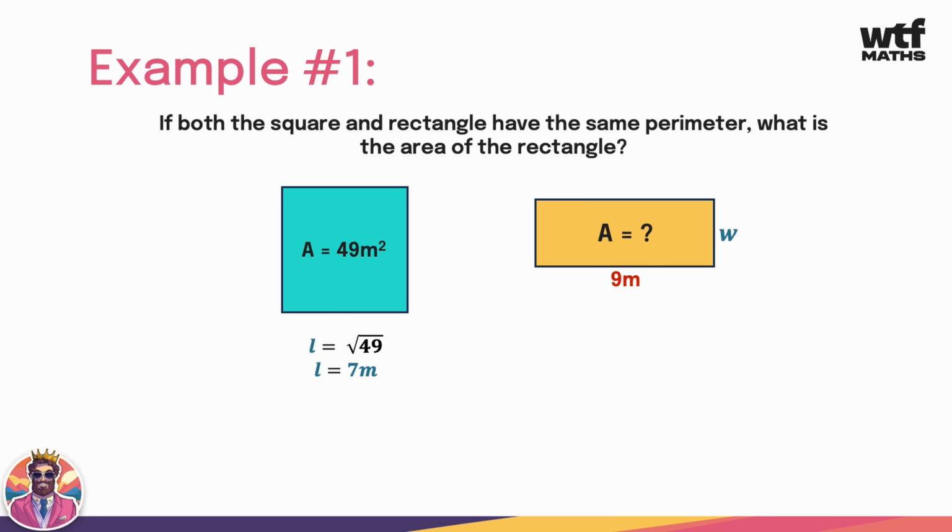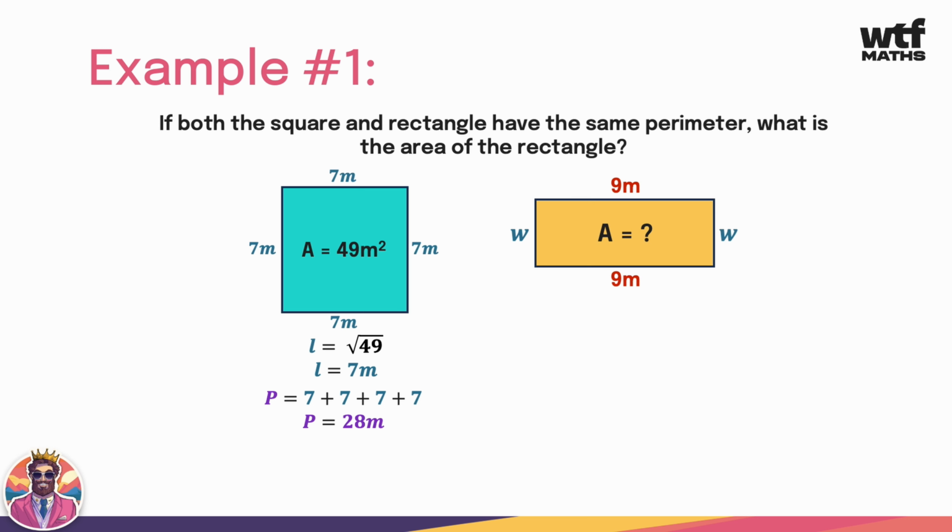So I can replace this side length here with 7 meters. Now because all sides of a square are the same, I can write 7 here as well. And if I wanted to find the perimeter of this square, if I add all the 7s together, I'll get 28 meters. If we look at our rectangle, we know that the top here will also have to be 9 meters, and we also know that the left-hand side will be a W for width as well.